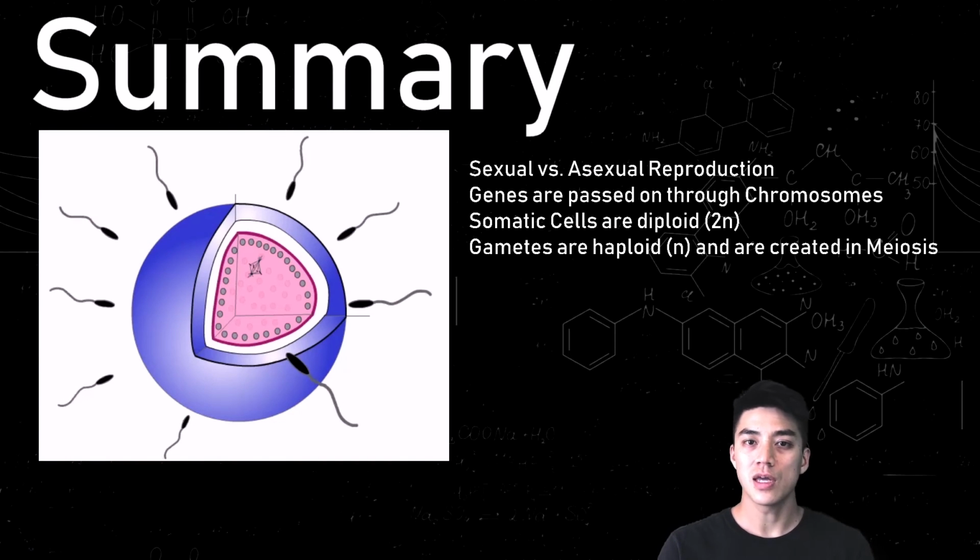You have sexual and asexual reproduction, which each have their own advantages and disadvantages. Genes are passed on through chromosomes. Somatic cells or body cells are diploid, which means they have 2 copies of the chromosomes, whereas gametes or sex cells are haploid, which means they only have 1 copy of the chromosome. Gametes are created during meiosis.